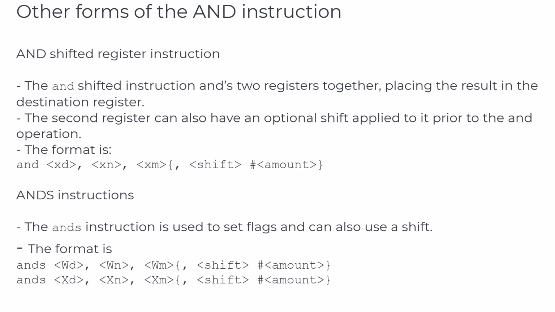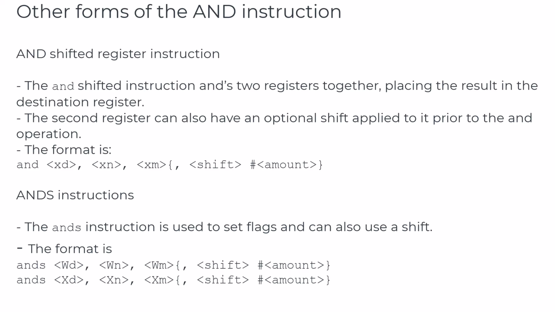There is an optional shift as well that can be applied. The instruction format is shown there. The curly braces just signify that this part is optional. So if you don't need to do a shift, then you simply do an XD, XN, XM.